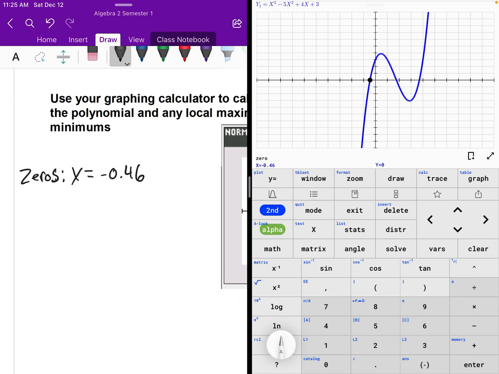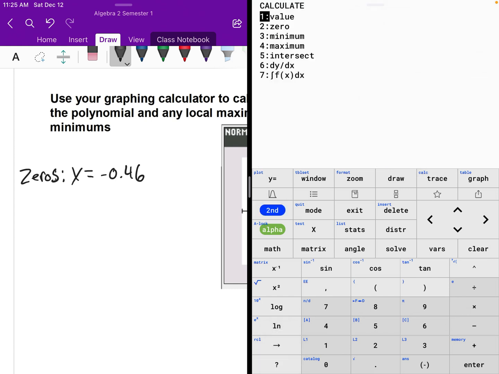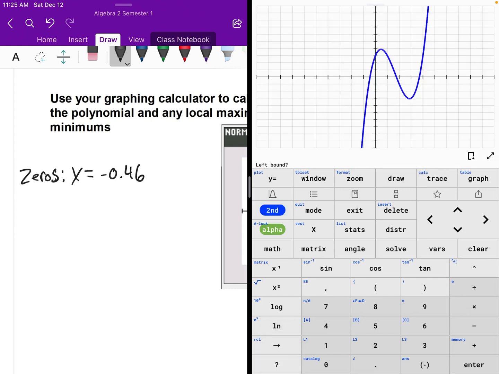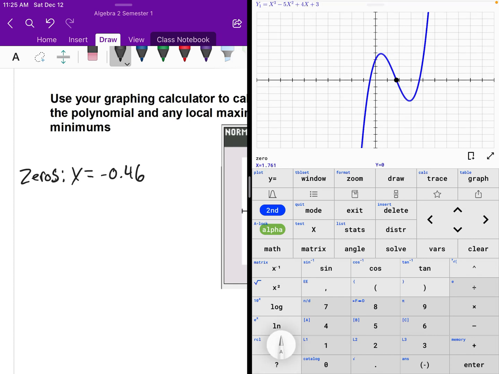That next one looks like it goes between 1 and 2. So again, second trace, we're finding a 0. Okay, so we said goes between 1 and 2. So left bound, right bound, get y equals 0. So that is a 0. X equals 1.761.